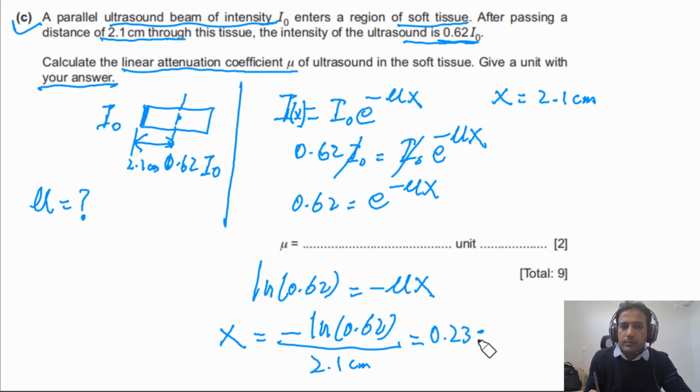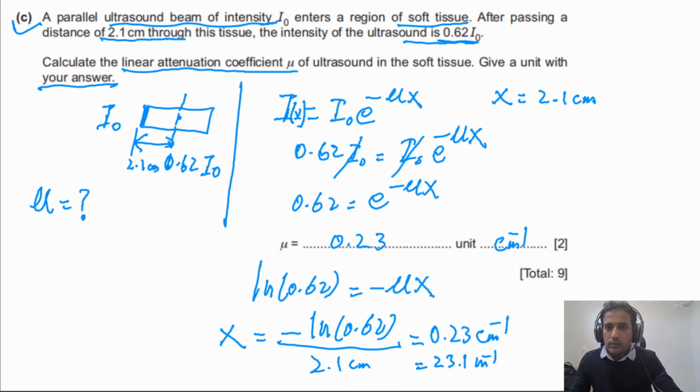0.23 per centimeter. You can also convert this into meters. That will be about 23.1 per meter. So we can write here, this is 0.23 and the unit is per centimeter. So this is how we can answer.